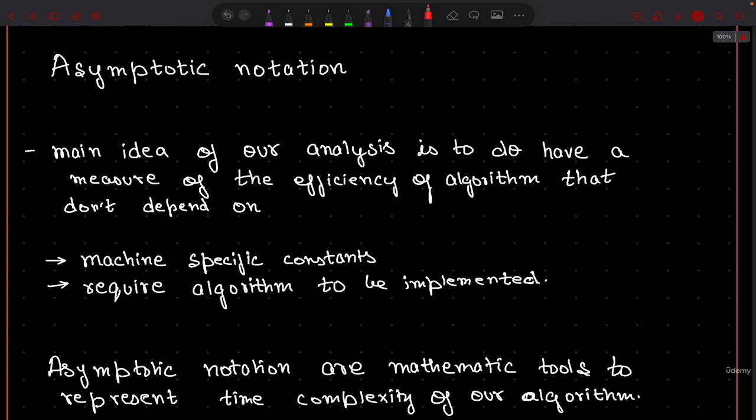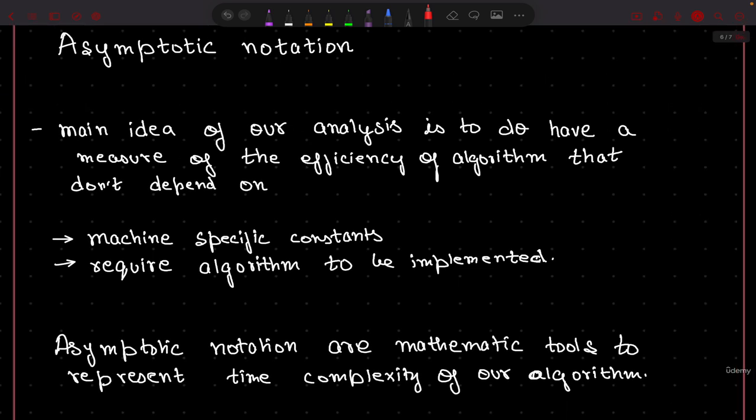So for that particular case, asymptotic notations have been defined, and asymptotic notations are mathematical tools to represent the time complexity of our algorithm. Now the understanding behind them is exactly the same: for the particular algorithm which I have written, how exactly does my time depend on the input, but in terms of order, right?